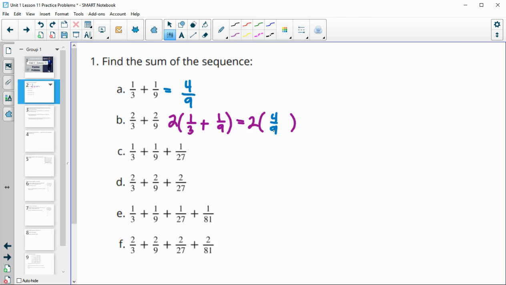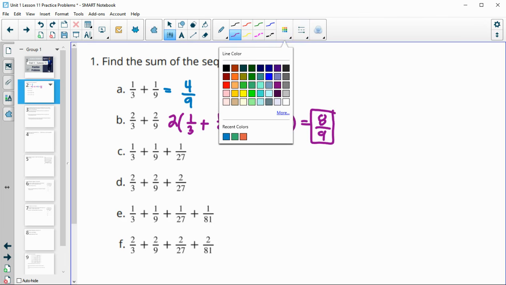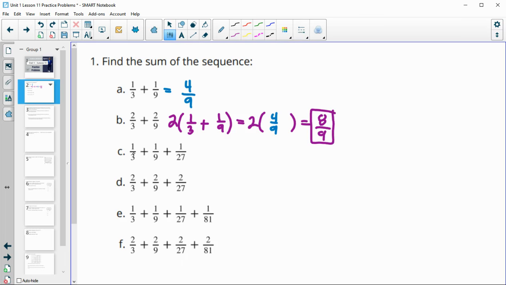It's 4/9. So now I could just double that. 2 times 4/9 is then going to give me 8/9. So remember, you only double the top. Okay, then the next one. So now we have 1/3, 1/9, and 1/27.